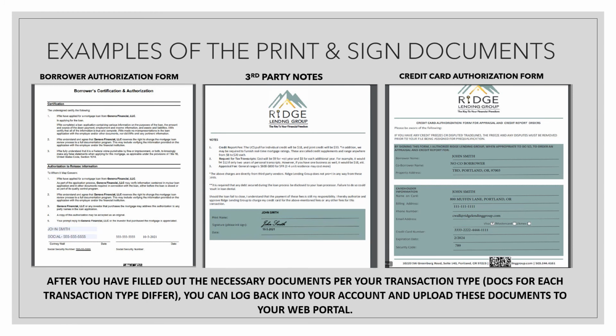The borrower authorization form should have a clear signature, name, and your social security number. The third-party notes should have a clear name, signature, and date. The credit card authorization form is the card that will be charged for your credit check. Please know that we do not check your credit until after receiving all of your documentation and you have been notified, because we need to make sure there are no freezes on your credit account.